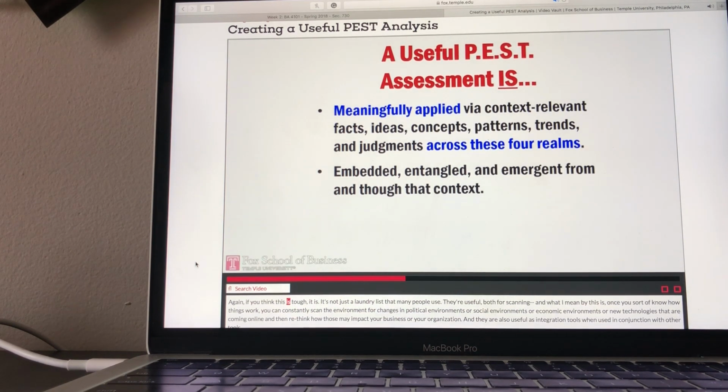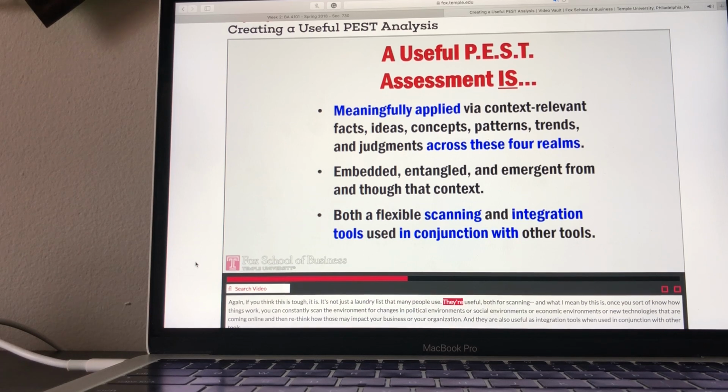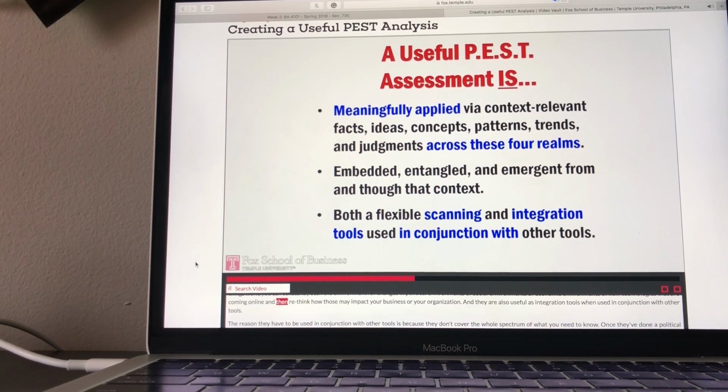Again, if you think this is tough, it is. It's not just a laundry list that many people use. They're useful both for scanning, and what I mean by this is once you sort of know how things work, you can constantly scan the environment for changes in political environments or social environments or economic environments or new technologies that are coming online, and then rethink how those may impact your business or your organization.